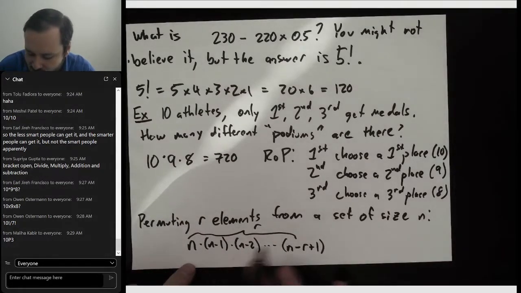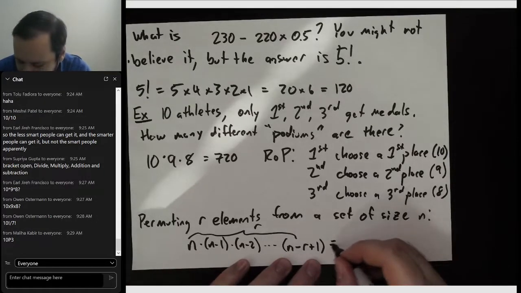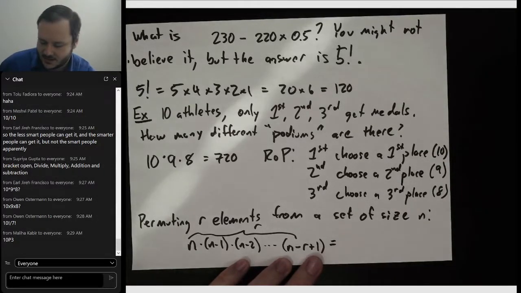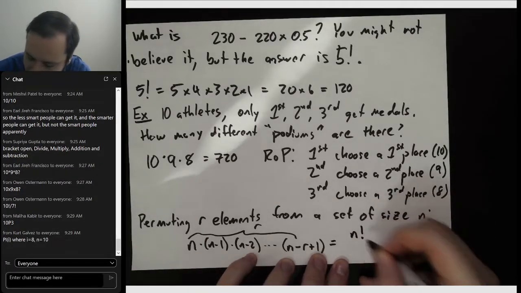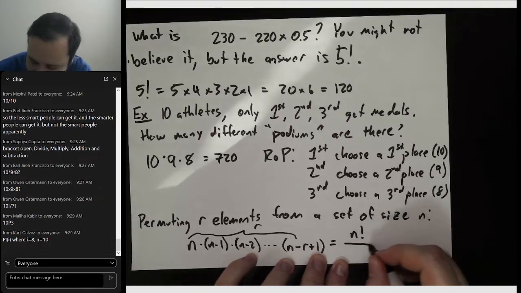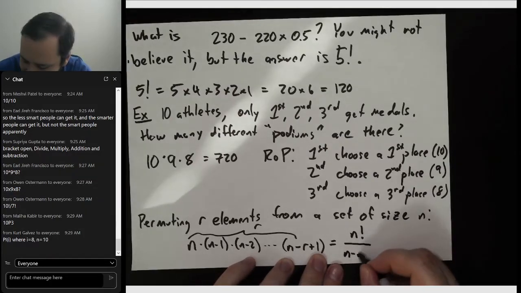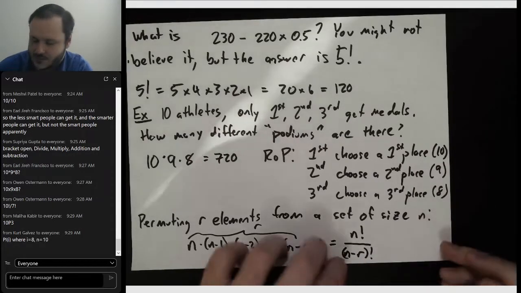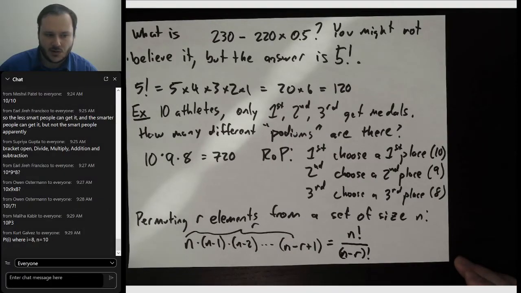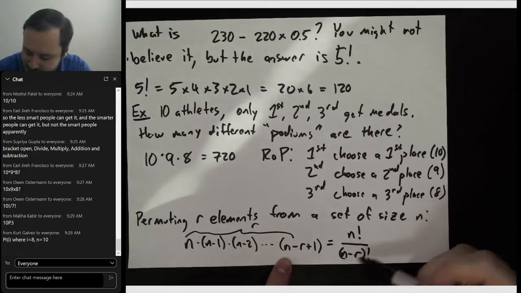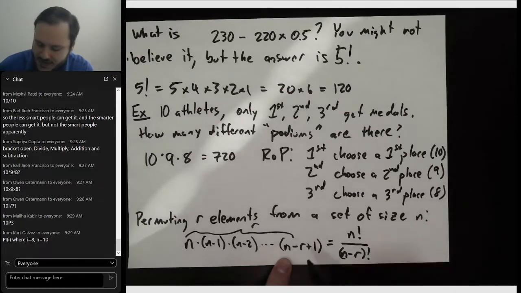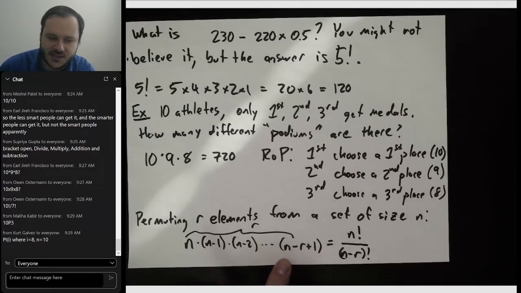And a better way of writing this formula, this really clever idea, is I want to do n factorial divided by n minus r factorial. Why is this what I want to do? This n minus r factorial cancels out all the stuff I don't want from my n factorial.